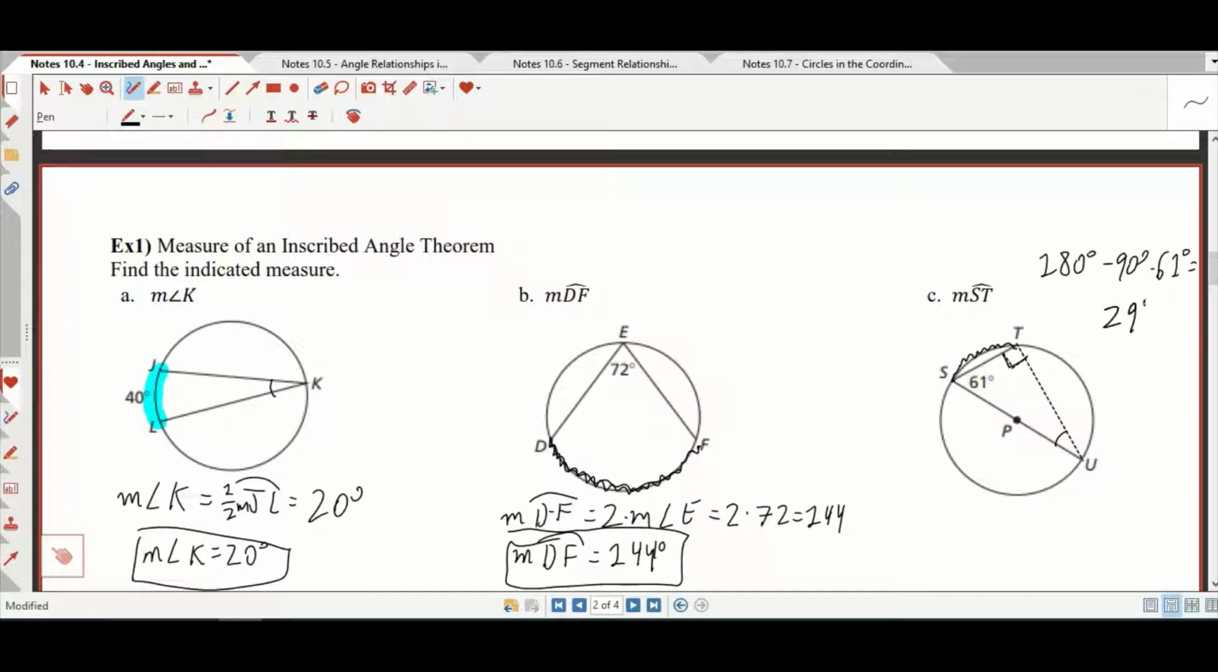It almost wants to be a 30, 60, 90 triangle, but not quite, which means that the measure of angle U, and I guess SUT, is 29 degrees. And since the arc is double that, 29 degrees times 2 is 58. So the measure of arc ST is equal to 58 degrees. There you go.